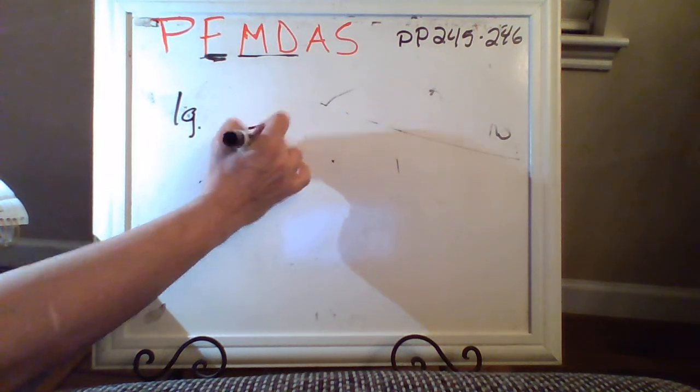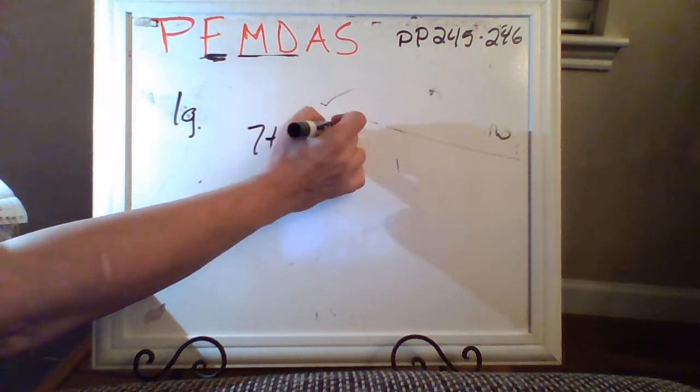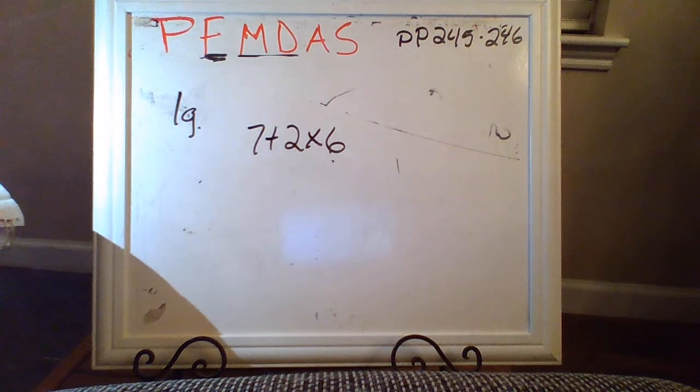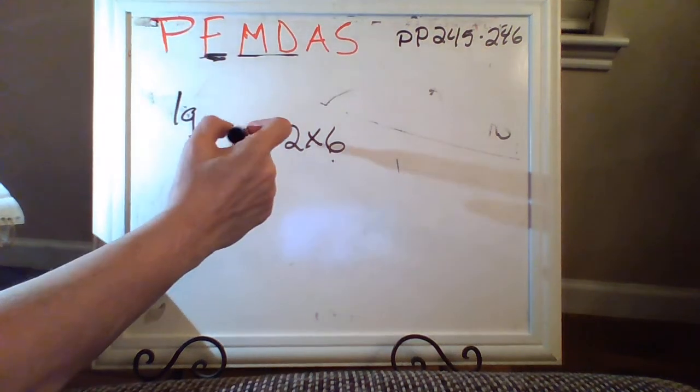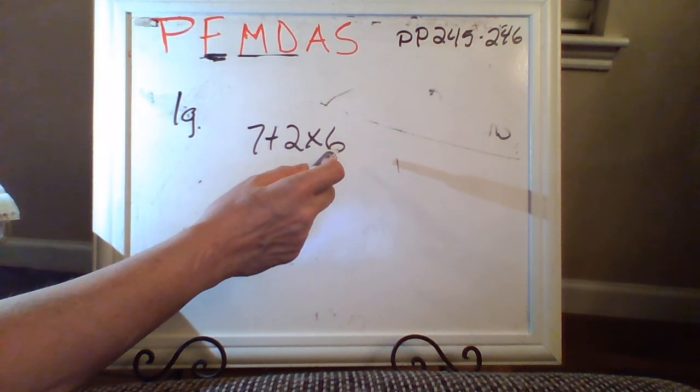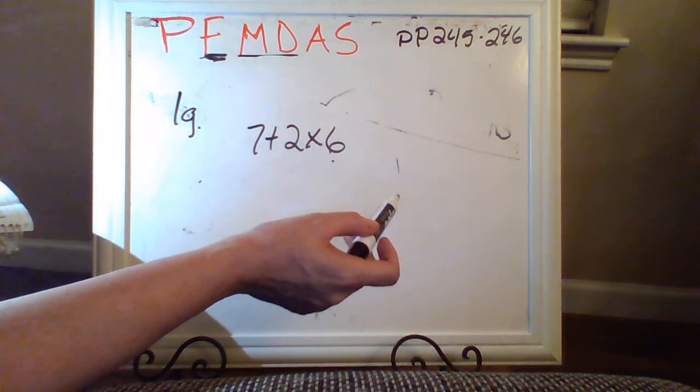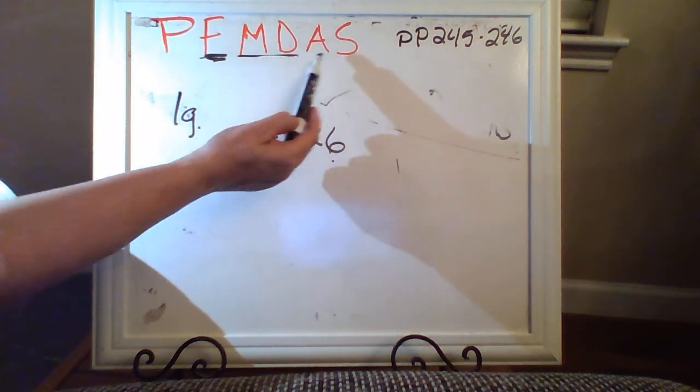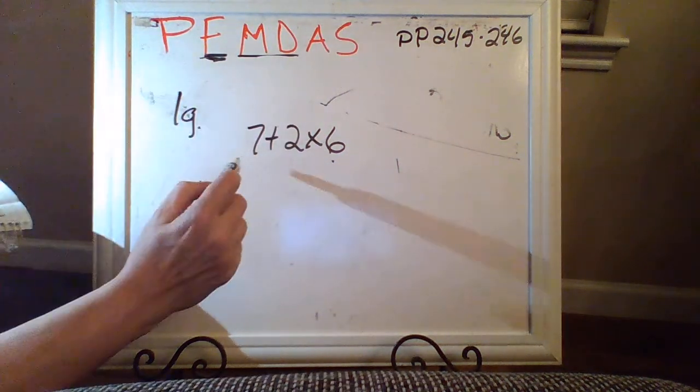So you have 7 plus 2 times 6. No parentheses. If you went across and said 7 plus 2 is 9 times 6, you would get 54. But you see that that's not the way that you do this. You have to multiply before you can add.